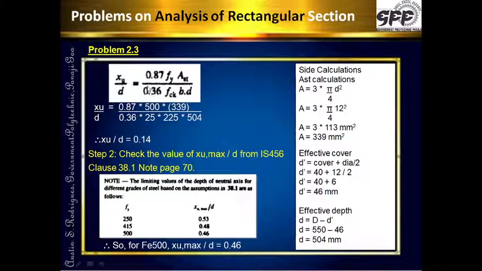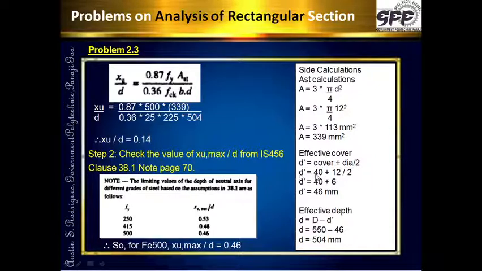Now 0.36 as it is. fck, the grade of concrete, has been given to us as 25. b, the width of the beam, is 225. Now the effective depth of the beam is not known to us. Please note, what has been given to us is the capital D, the overall depth. Now small d is not known to us, so let us just calculate the small d. Now cover has been given to us. First let us find effective cover. Effective cover is cover plus half the bar diameter.